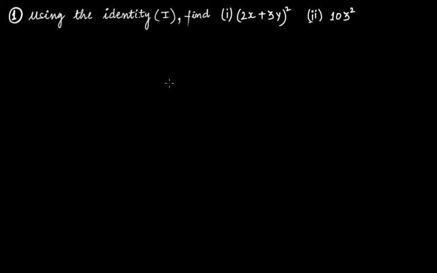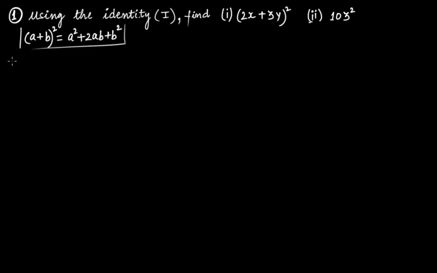Now, the first problem says: using the identity 1, find (2x + 3y) whole squared, and the second is 103 squared. The standard identity 1 says that (a + b) whole squared is equal to a squared plus 2ab plus b squared. This is the standard identity 1. Now if you look at this one here, a is 2x, and b is 3y.